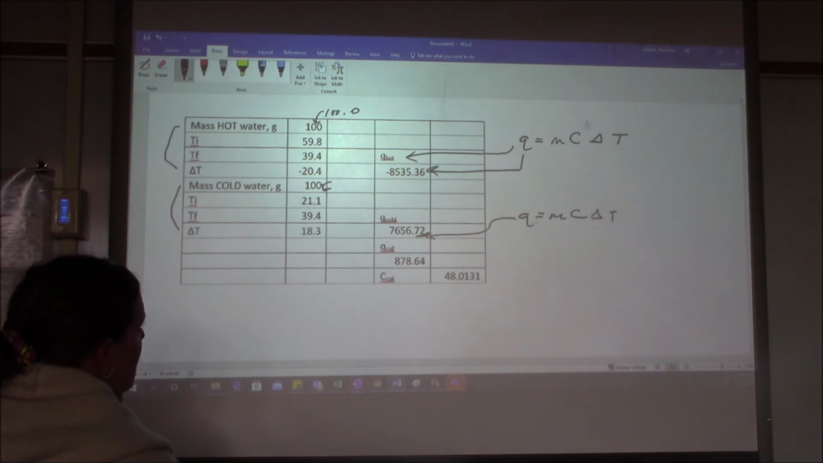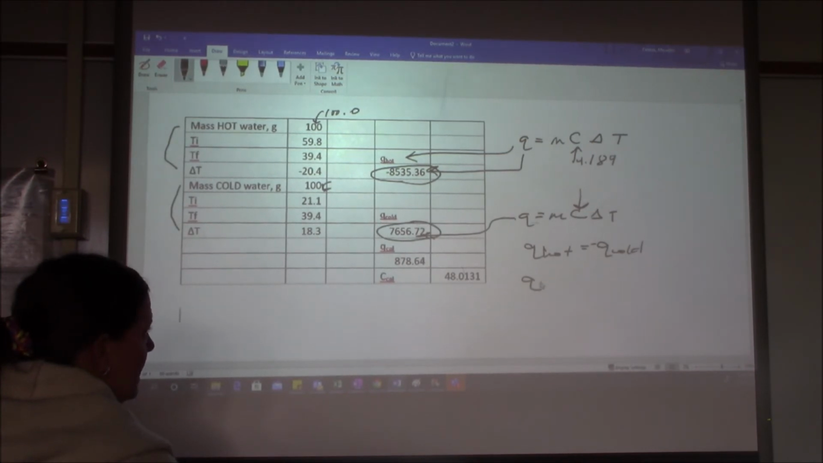Keep in mind C for water is a constant, 4.184. I'm using that for both of these. Now ideally, energy that was released by the hot should be equal and opposite to the energy that was gained by the cold. However, in this lab, some energy is gained by the calorimeter. What you can see here clearly is that the energy that was released by the hot and the energy that was absorbed by the cold are clearly not the same.